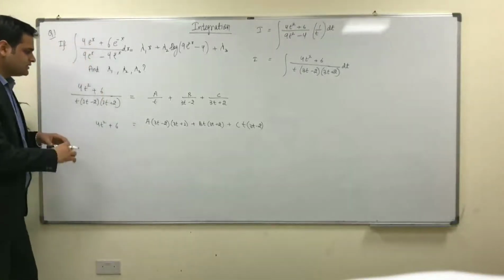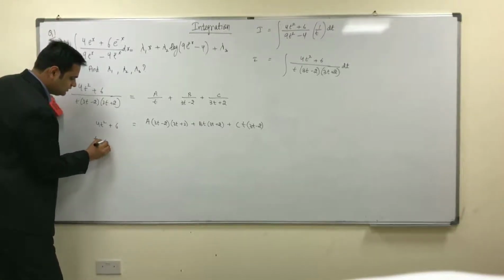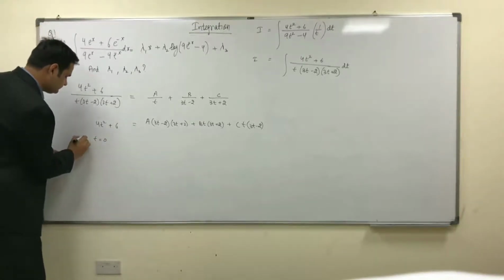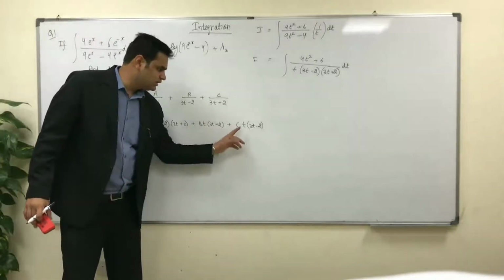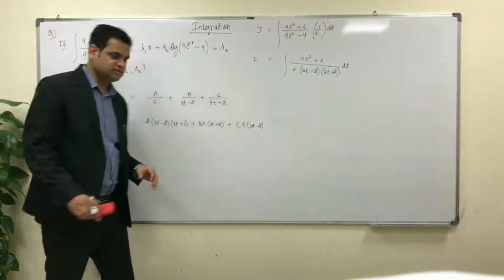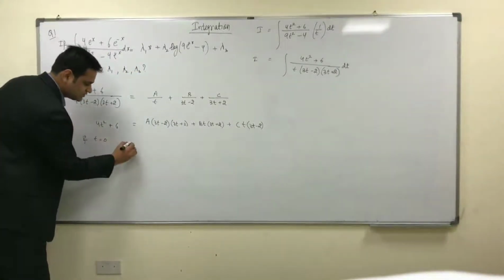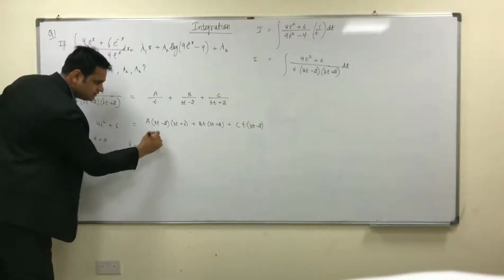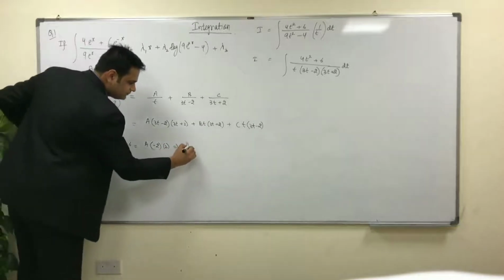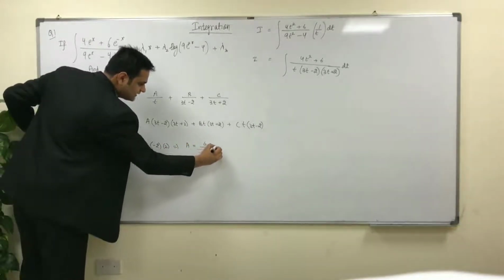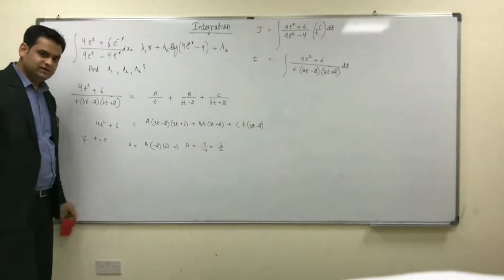How can I do that? See, let's say I want to find the value of A first. So I can put t equal to 0, because if I put t = 0, what will happen? This will become 0, because 0 into this will be 0. This will become 0, 0 into this will be 0. And what will I get? 4 into 0 square is 0 plus 6. So 6 is equal to A times, this will be minus 2, this will be plus 2. So A is nothing but 6 by minus 4, that is nothing but minus 3 by 2.